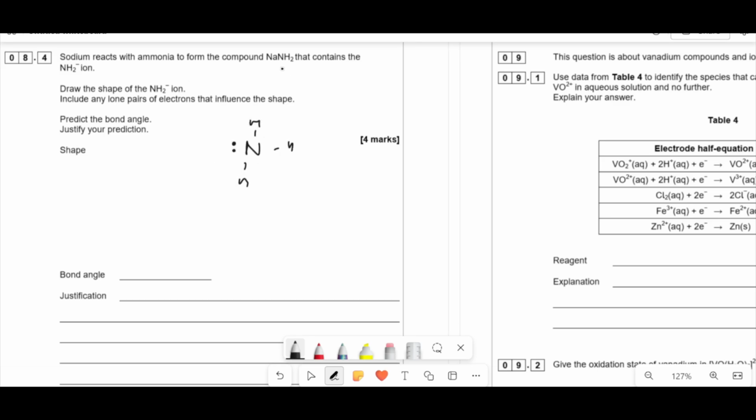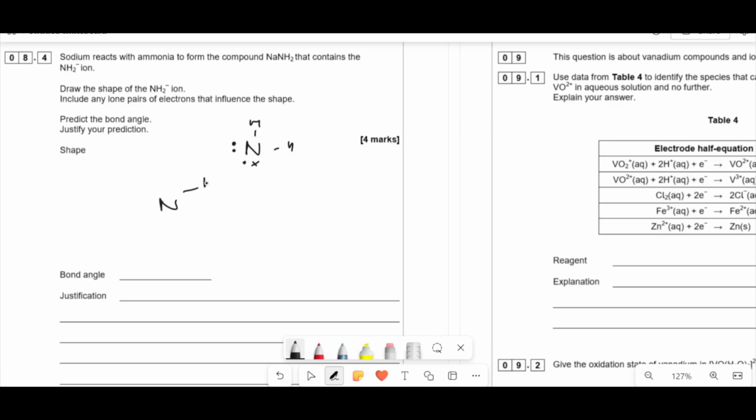But they've told you in this question that it's got an NH2 minus ion in it. So what we've done is peeled off one of the H's. Remember that each one of these is a covalent bond, so there's a shared pair of electrons, one from nitrogen, one from the hydrogen. If we've taken one of those away, then we've got one unbonded electron. But they've told you it's an NH2 minus ion, so we actually have another electron here that's negative. So that means we've got two lone, two bonding.